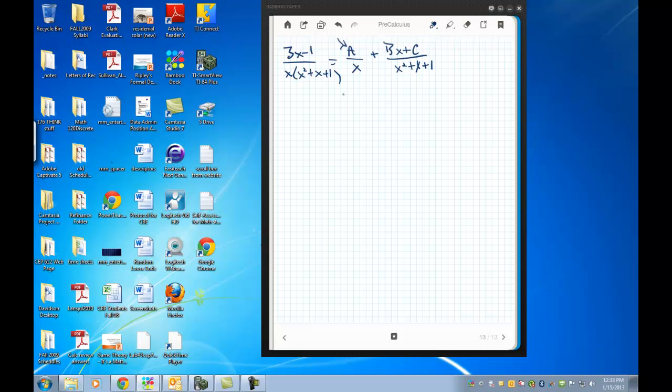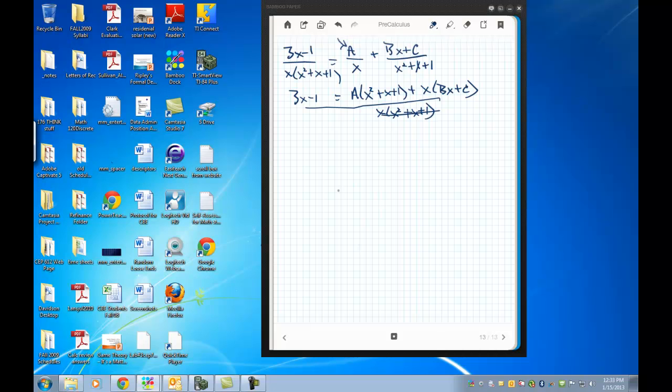So right back to what we do. We're going to have a times x squared plus x plus 1, plus x times bx plus c, and that's going to equal 3x minus 1, and the whole thing is over x times x squared plus x plus 1, and we get to get rid of that and ignore it.